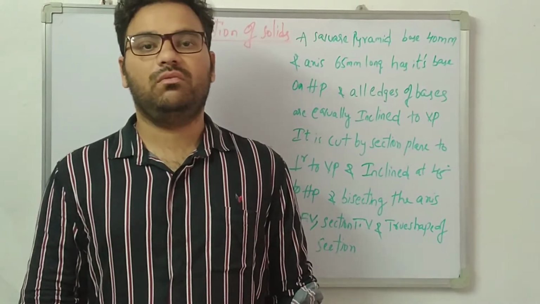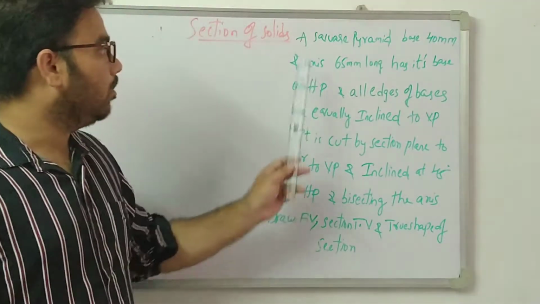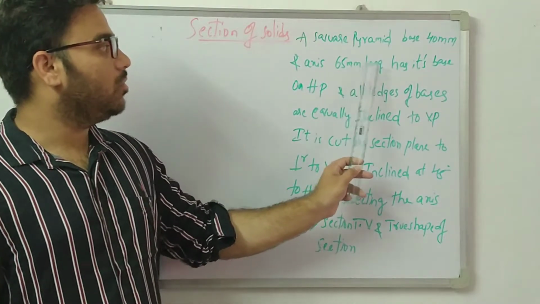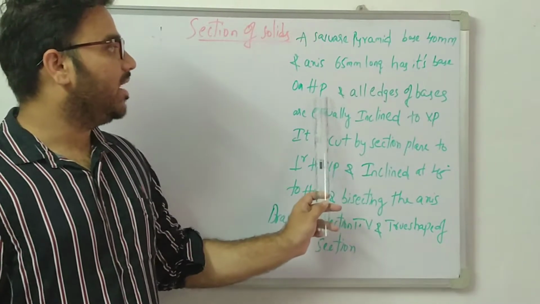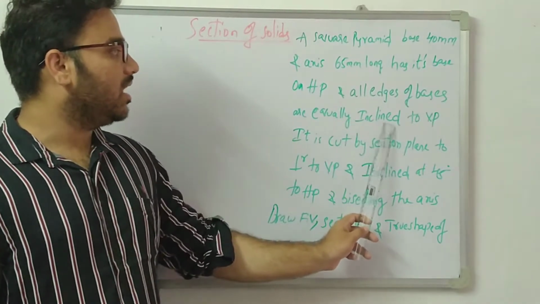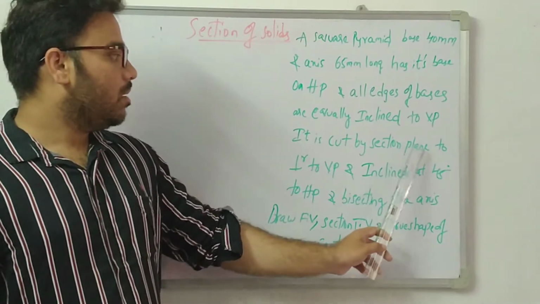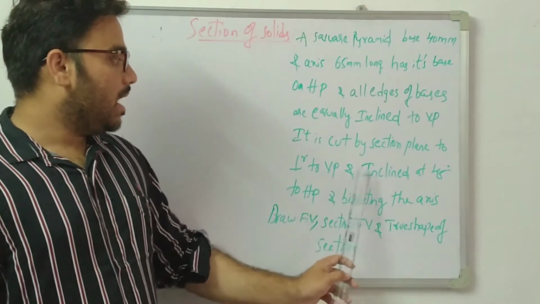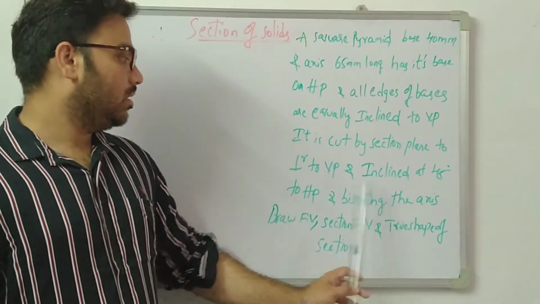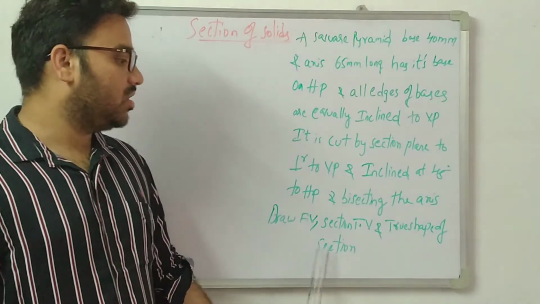Good morning students. Today we will discuss problem number 4 on the section of solids. So this is my problem. A square pyramid, base 40 mm and axis 65 mm long, has its base on HP and all the edges of the base are equally inclined to the VP. It is cut by a section plane perpendicular to the VP and inclined at 45 degrees to the HP, and bisecting the axis. Draw its front view, sectional top view and true shape of the section.